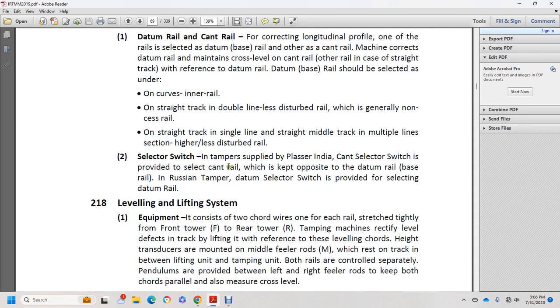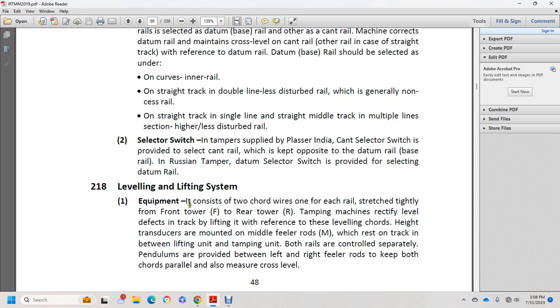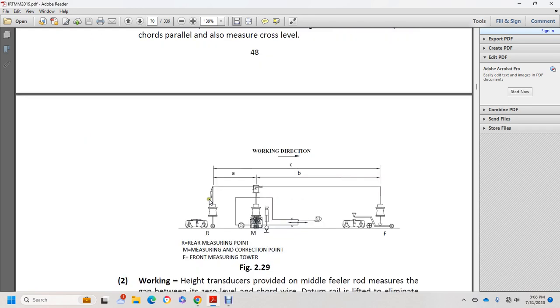Alright, 2.18, leveling lifting power system. Equipment that consists of two cord wires, one on each rail, stretched tightly between the front tower and the rear tower. Tamping machines rectify level defects of the track with the lifting unit, with reference to the leveling cords. The middle feed rod is mounted with the rest of the track, with the lifting unit and tamping for both rails compared and controlled separately. Pendulums are provided with left to right feelers to keep both cords parallel and also measure cross level. So the working direction: R is your measuring point, M is the measuring correction point, and F is the front measuring tower.